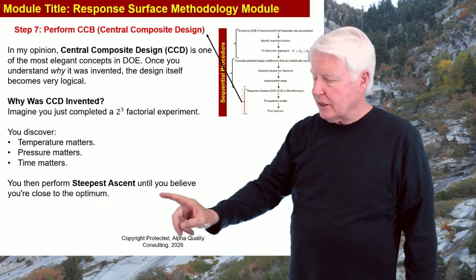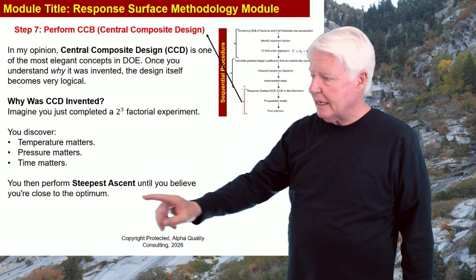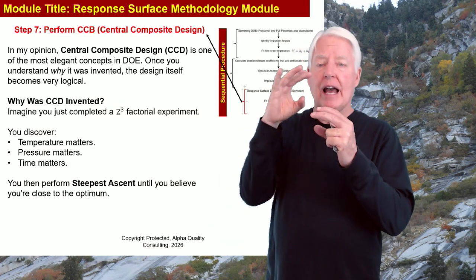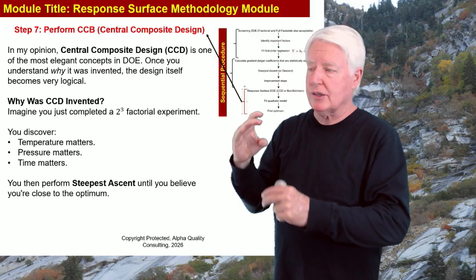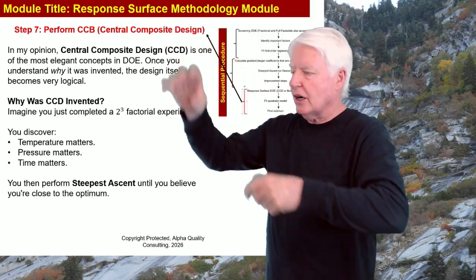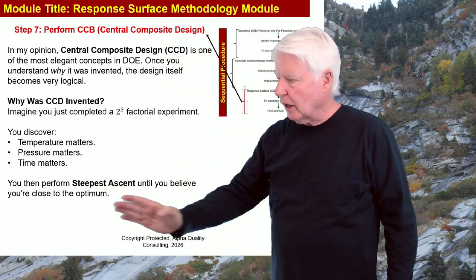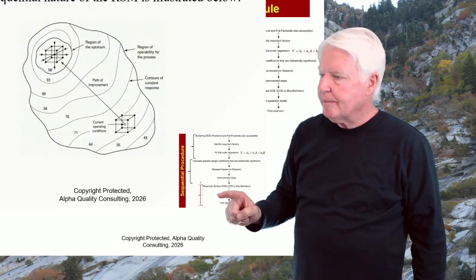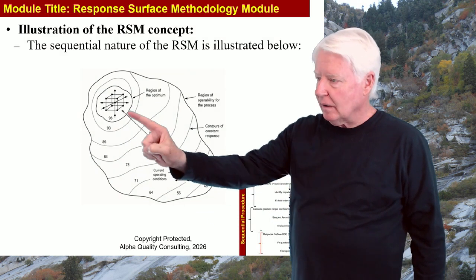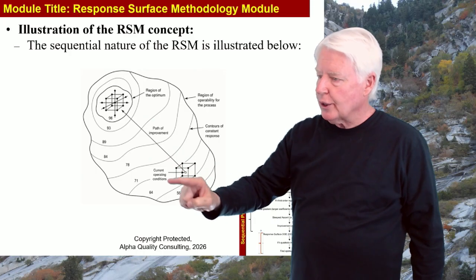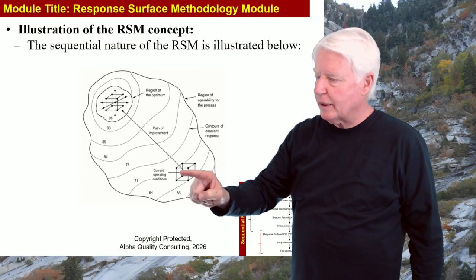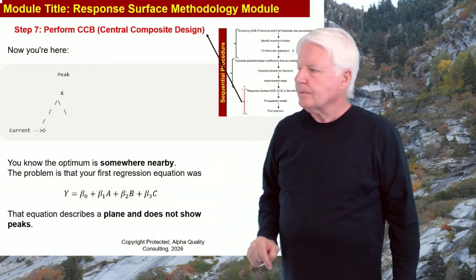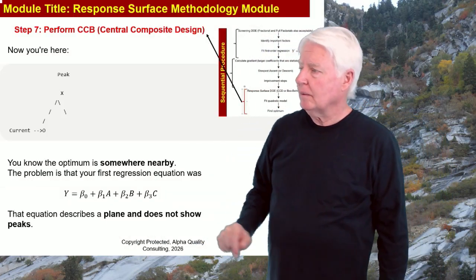You then perform the steepest ascent until you believe you chose the optimum. And that's where we figured out how much to change each of the variables. Now we're going to change each of those variables and start climbing the mountain. That's what they're talking about here. You then perform steepest ascent. And so now we're going up the hill. We have our first order equation. We got the variables that are important. We figured out how much to change them, and we're climbing the mountain. And that's what it's all about.